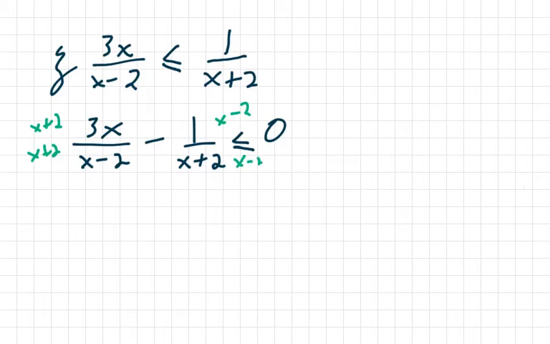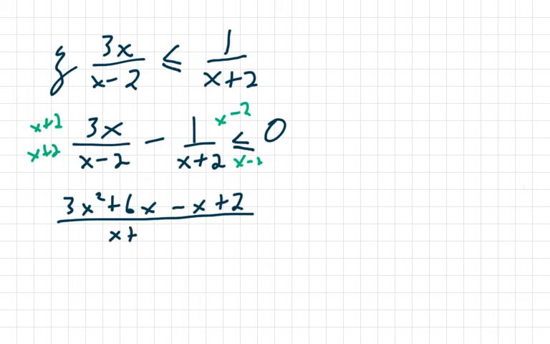So now when I get this, I get 3. I'm just going to simplify this a bit right now. So 3x times x plus 2, I get 3x squared plus 6x. And then that minus 1 into the x minus 2, so minus x plus 2, all over... And you never have to multiply the bottom out because you want to factor it in the end anyways, so I always just leave it simplified like that. Less than or equal to 0.